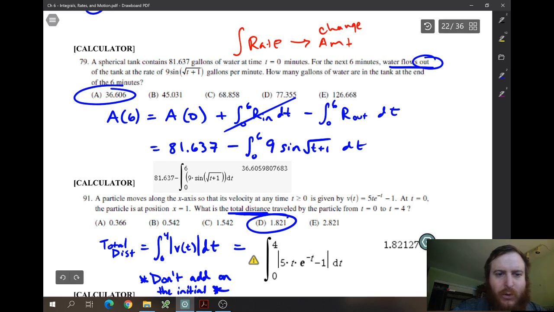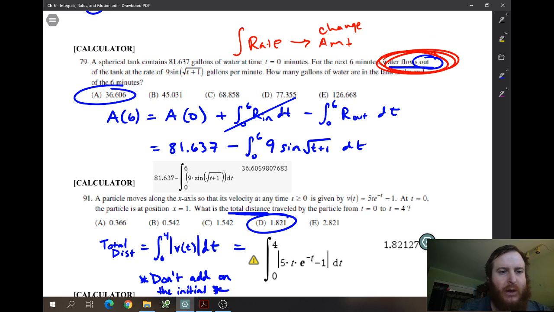So our formula is basically that A at B equals A at A plus the integral of the rate in minus the integral of the rate out. I wrote the rate in minus the rate out because this is a rate out. So it's going to be negative. A lot of students mess this one up and they added on the integral. We need to subtract the integral because it's a rate out. So it's 81 minus the integral and we get 36.